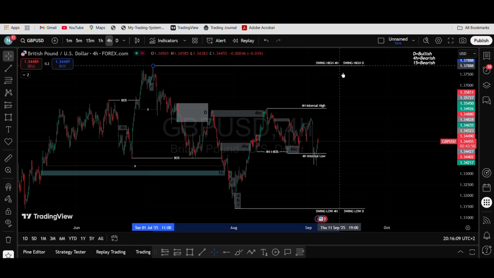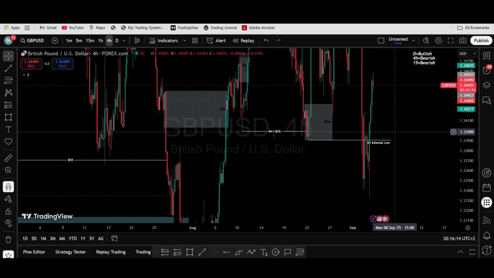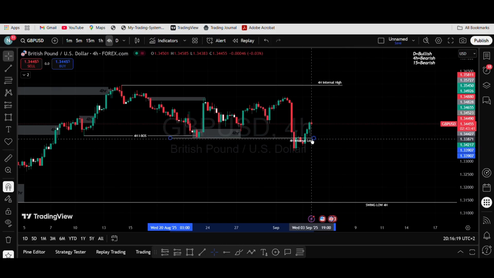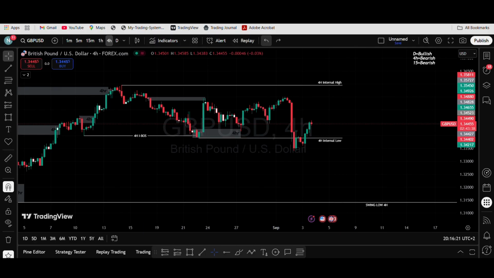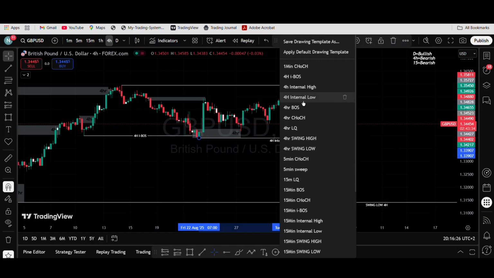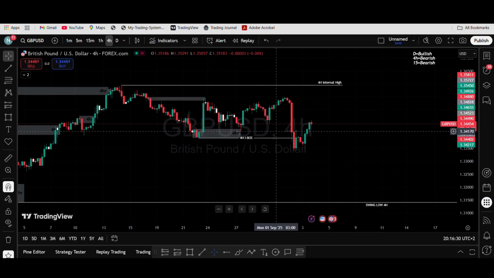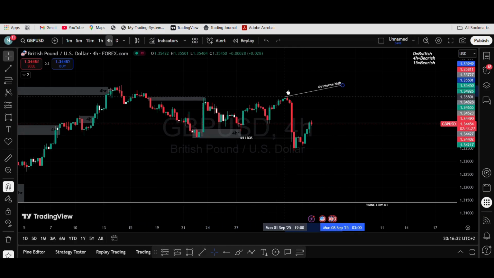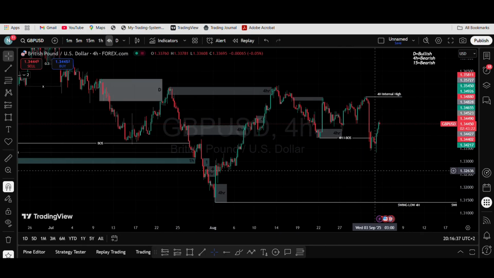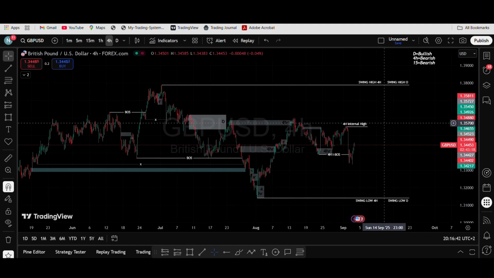Last and certainly not the least of all pairs, dollar pound is a good pair, man. Or pound dollar, it's a good pair. I respect it. It's not bad. So we have a 4-hour IBOS there. Let's get rid of this one. It should move the internal high over here. This is a little bit better, right? 4-hour is bearish, right? Internal is bearish.